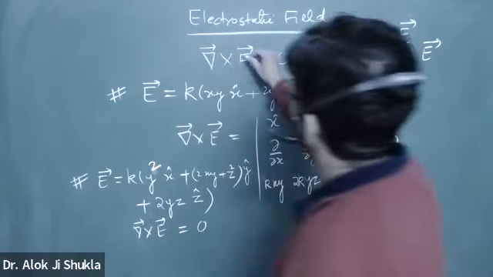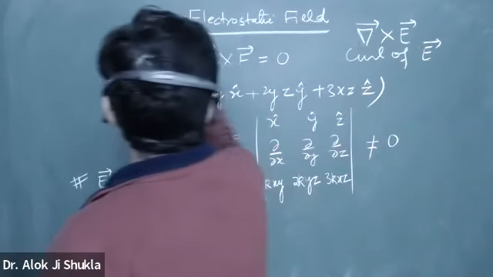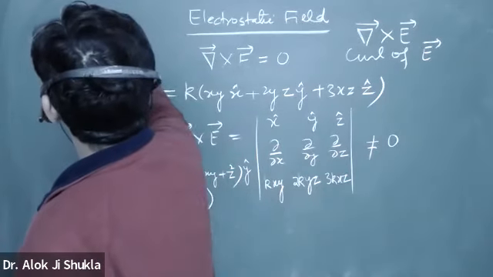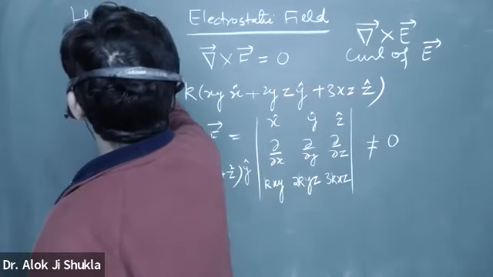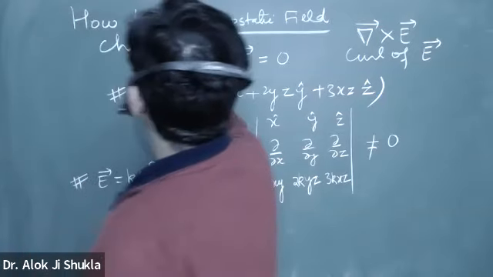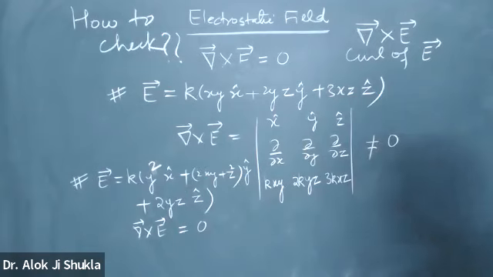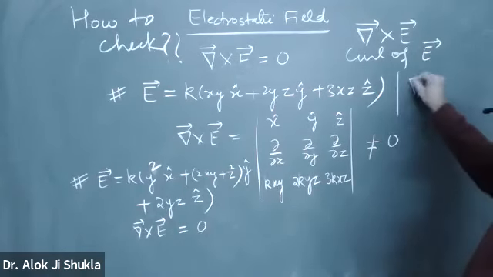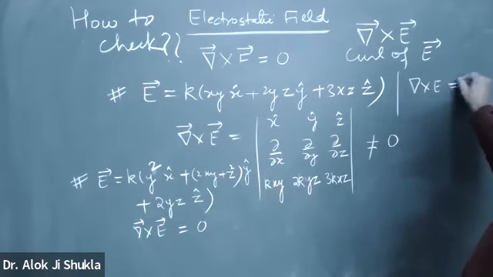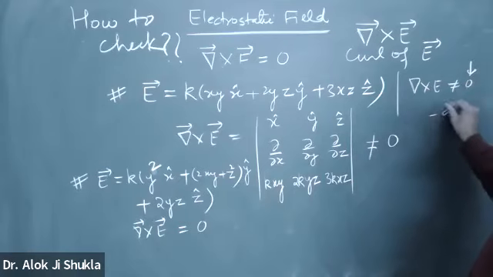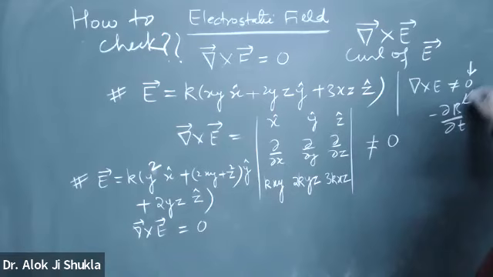So now you know how to check whether a field is electrostatic. How to check? Curl of E should be zero. If curl of E is not 0, that means you are getting something here which is equal to minus del B by del t. So that means magnetic field is also there. So it is not an electrostatic field but an electromagnetic field. Okay?